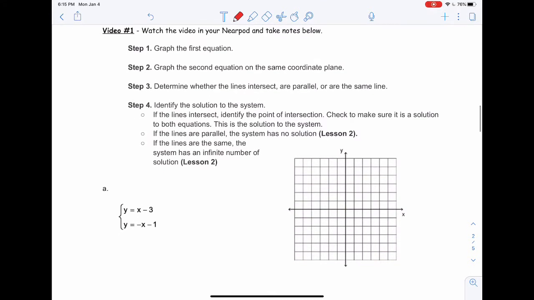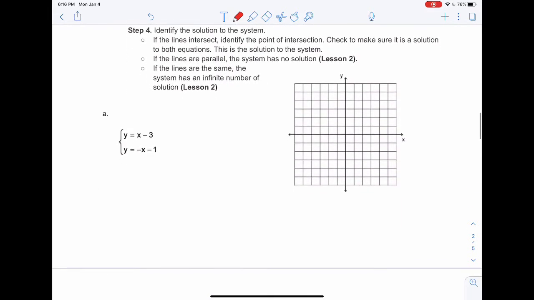The fourth step is identify the solution to the system. If the lines intersect, identify the point of intersection. Check to make sure it is a solution to both equations. This is the solution to the system at the same time. If the lines are parallel or if the lines are the same, we will look at these in a different lesson.